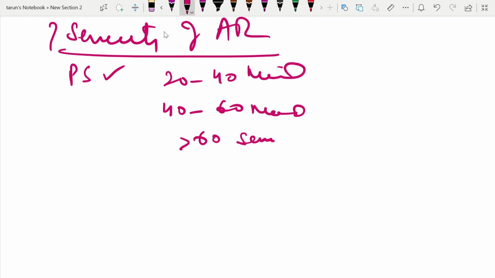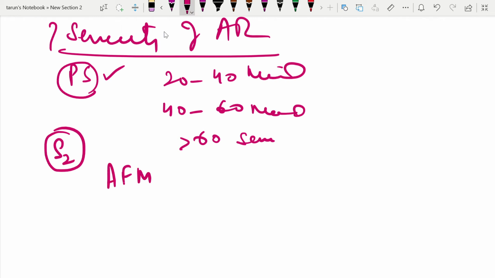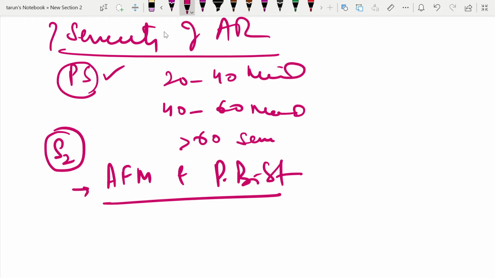Then pulsus bisferiens. Read the section on water hammer pulse. Then soft S2. So what are the severity points? One is the peripheral signs. Then add on soft S2. Then you can also add the presence of Austin Flint murmur and the presence of pulsus bisferiens. Then long duration of the murmur indicates severe aortic regurgitation.